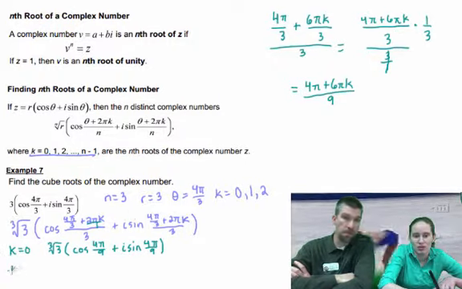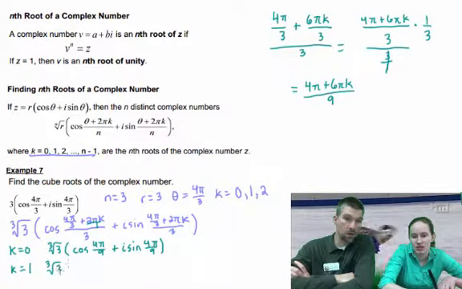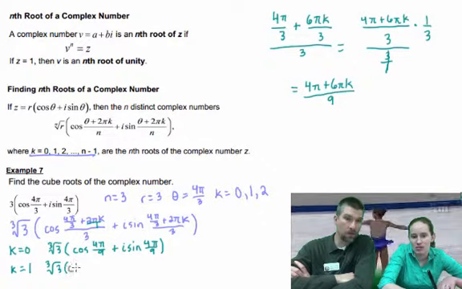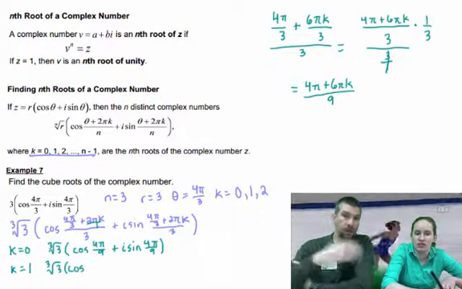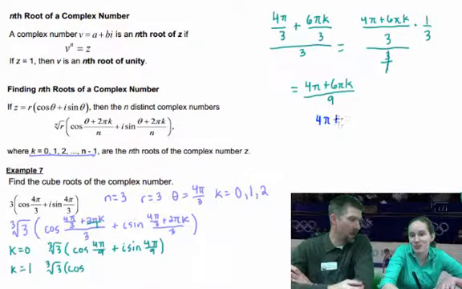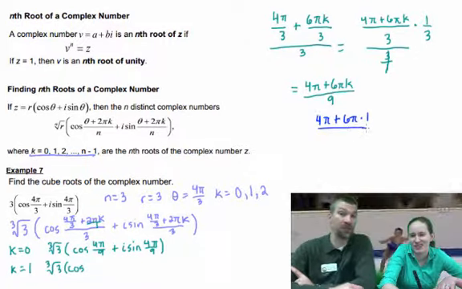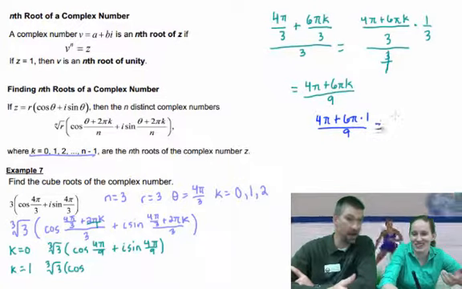Okay, so k equals 1. We still have the cube root of 3. And now if I put 1 in there, I'm going to have 4 pi plus 6 pi, which is 10 pi over 9.